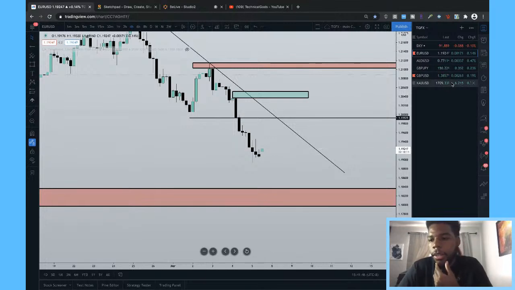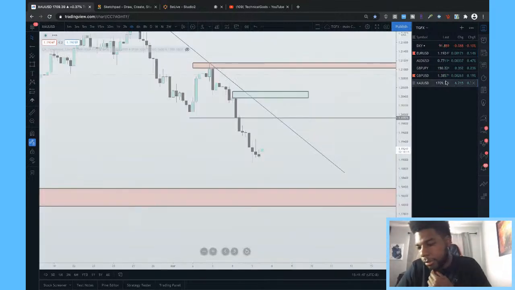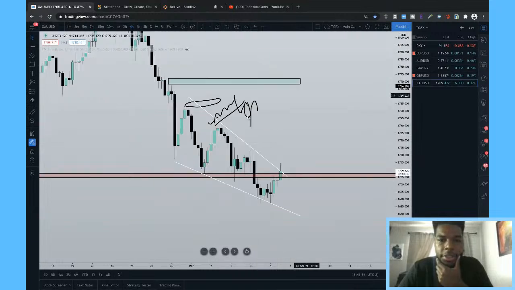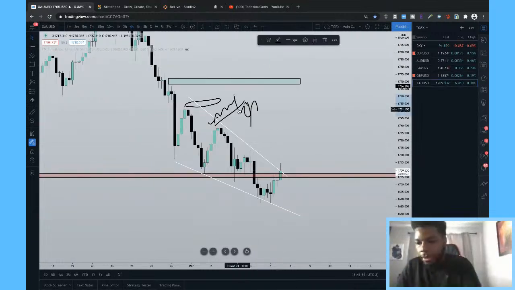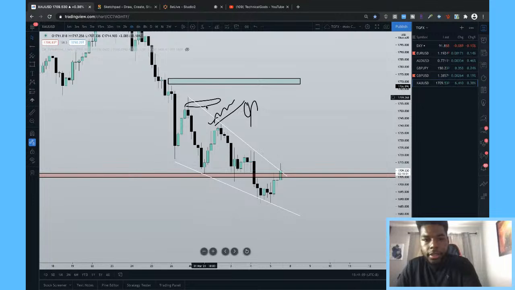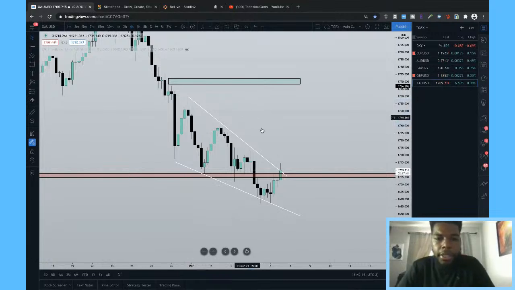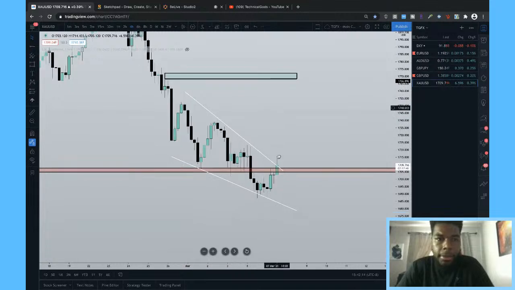All right, so let's mark up gold real quick. I was probably showing somebody else some of this stuff, but this markup is actually still very valid. So you see we're kind of in a descending wedge or something like that. I always get the names confused for those. But you can see that price is coming back above this daily level. So let's zoom out real quick to the daily.